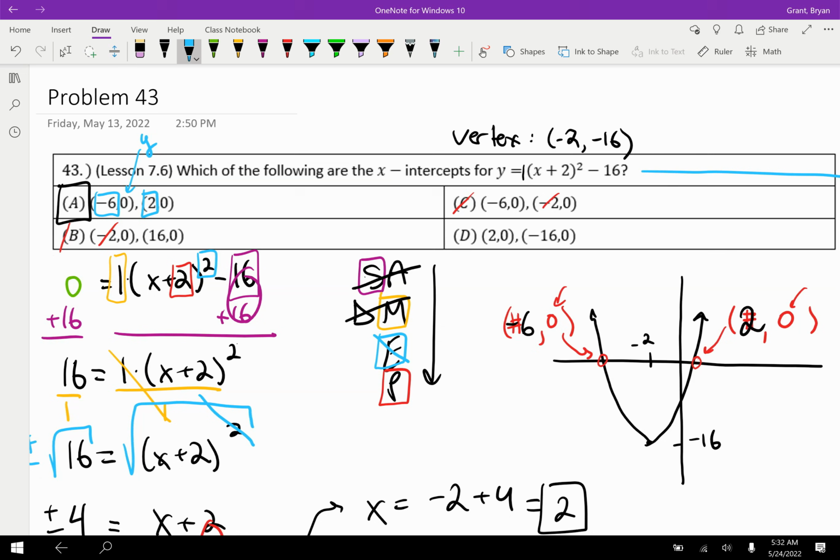Hopefully this was a nice reminder of how to solve for the x-intercepts of an equation in vertex form. It's just SADMAP. Don't forget your square root has a plus minus as an answer. Hopefully you're still finding success on that final review and you're getting closer to being ready for your final exam.